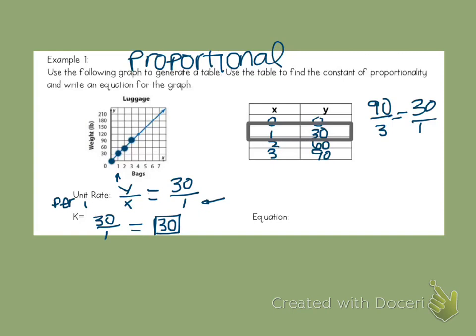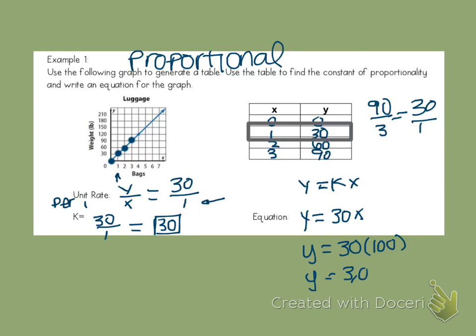So then we take this and we write an equation. Remember we have this equation that is y equals kx. That is how we write a proportional equation. So we know y equals, and we know k is 30, and then we put the x value there. So if I wanted to find it for 100 bags, I can say y equals 30 times 100, and y equals 3,000 pounds.